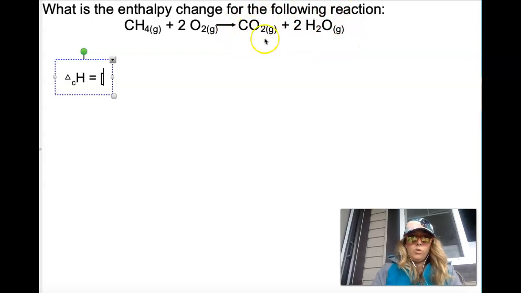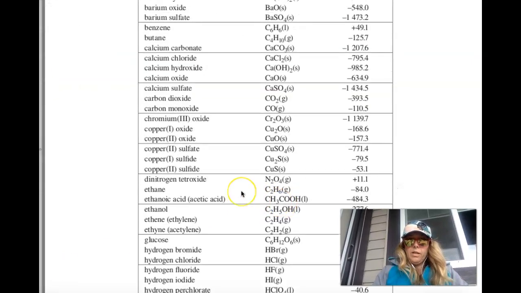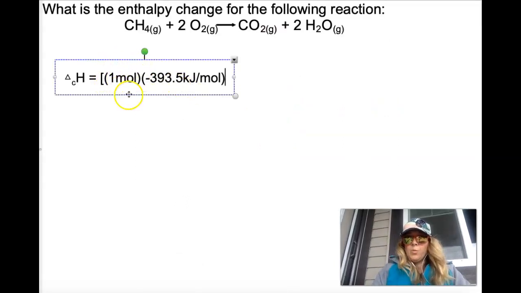So how many CO2s do I have? I have 1. So I'm going to say 1 mole, and then I'm going to go to my data booklet and find carbon dioxide. So CO2 is here. You'll notice they're all in alphabetical order. Carbon dioxide is negative 393.5. Okay, so we are going to do the 1 mole times negative 393.5 kilojoules per mole, because that's the heat of formation of carbon dioxide.